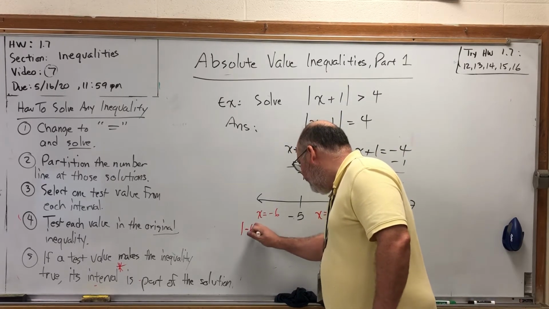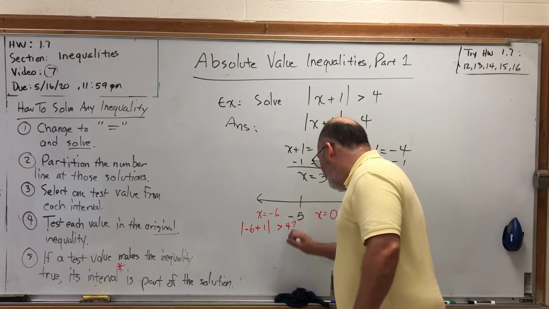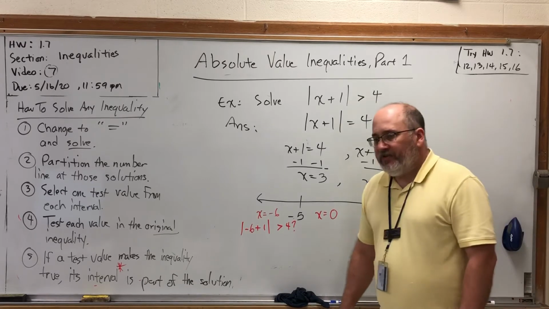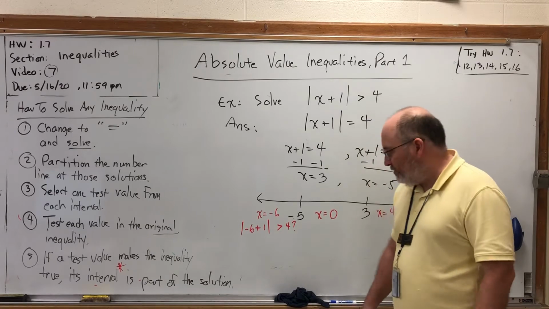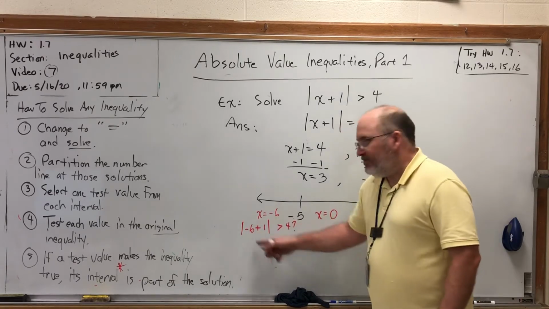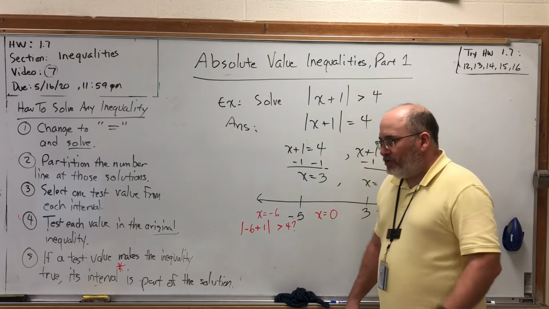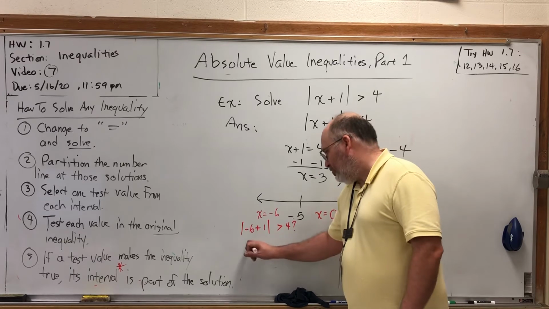Absolute value of negative 6 plus 1 is greater than 4. Or is it? That's what we're checking. Absolute value turns things positive, but they're also like parentheses in the sense that you have to do the inside first. So if you're looking at this and thinking it's 7, then you turn the 6 positive and then add it, but it's not time to turn it positive yet, because I don't know what number's inside of here yet until I do the addition.